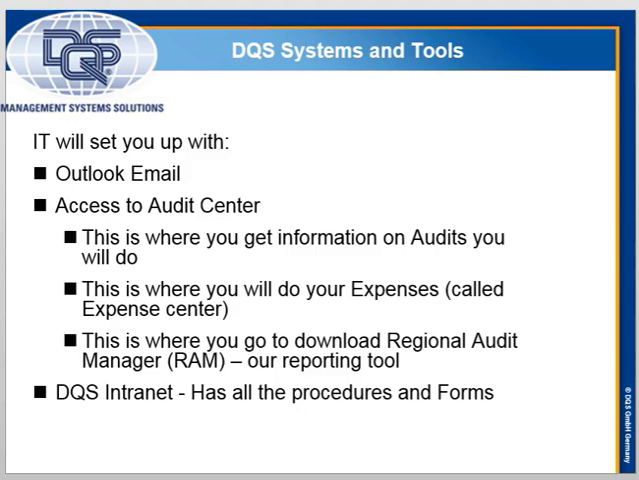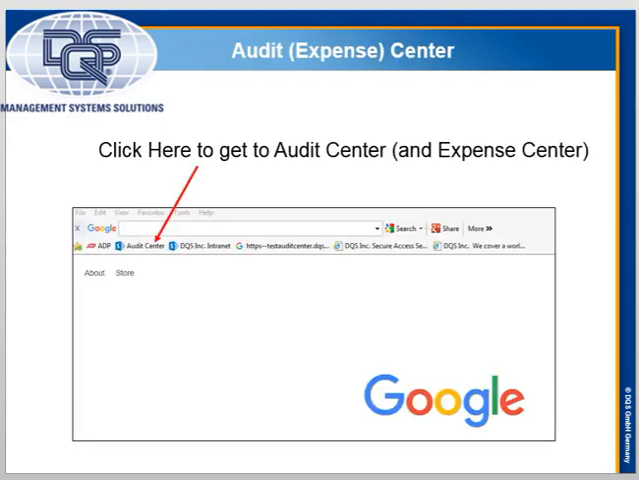And this is where you go to download the Regional Audit Manager tool, our audit reporting tool. They will also set you up with access to the DQS intranet, which has all of our forms and all of our procedures. Once you've been set up, in your browser you'll see this icon for Audit Center, and then you'll see right next to it an icon for the DQS intranet. And we'll talk about those in a second.